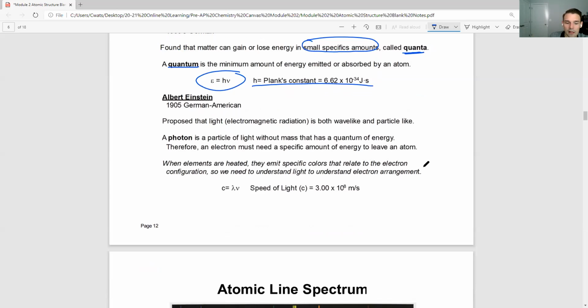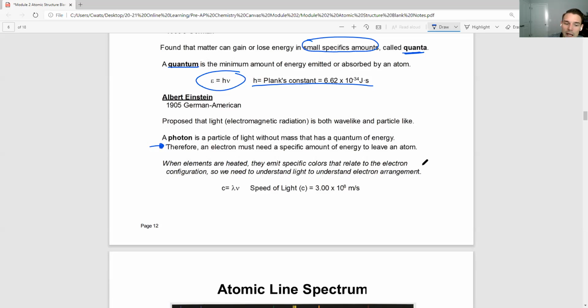And then our good pal Albert Einstein proposed that light is both wave-like and particle-like. And so we have a photon, which is a particle of light without a mass that has a quantum of energy. Therefore, this is important, an electron must need a specific amount of energy to leave an atom. Okay, and so we hopefully already knew that.